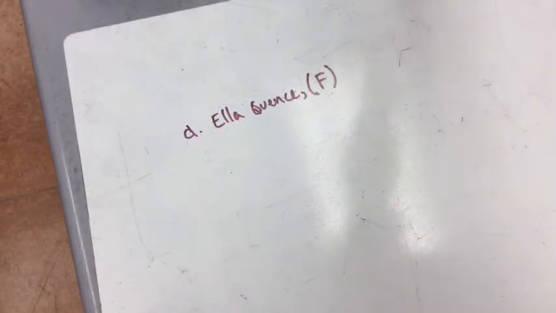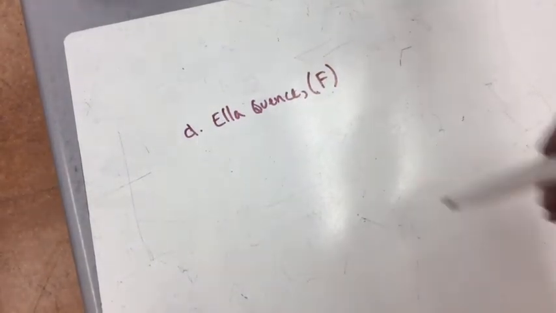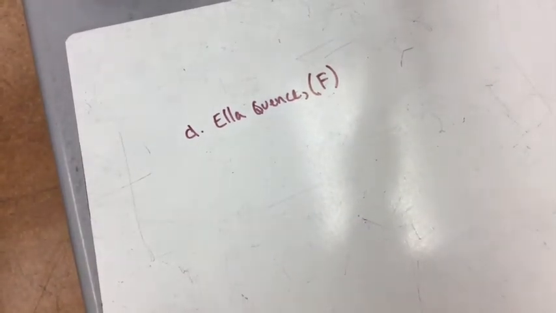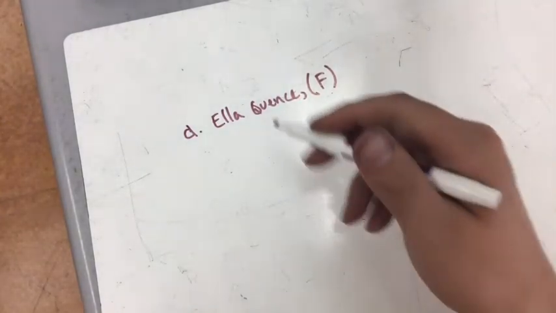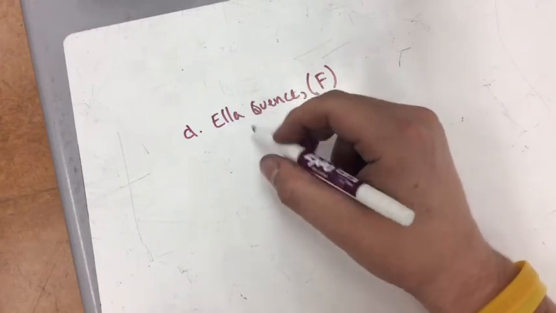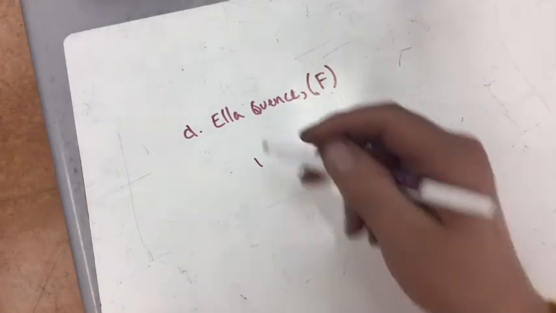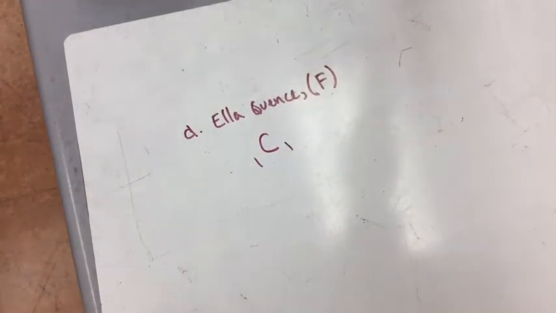Okay, part D asks, what's the probability that Eloquence, who is one of the girls, is going to be in this group? So we need to think, how many Eloquences are there? Well, this is a pretty rare name, so I'm going to say there's 1 Eloquence. And how can we choose her? Well, we'll do 1 choose 1.